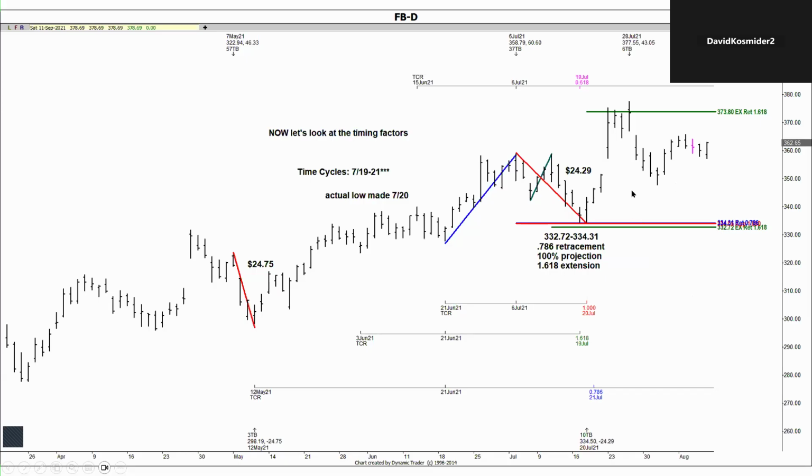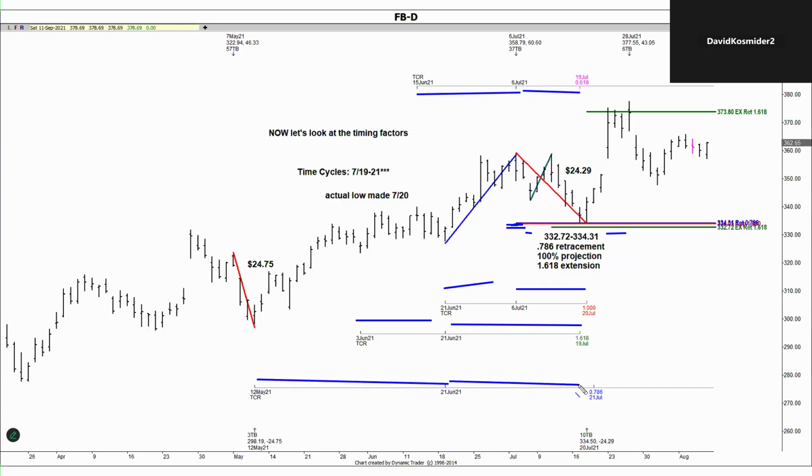As far as Facebook, this is an old example of a price cluster that I had, this 332, 334 area. But what I wanted to show you was on top of that, we also had timing. So I had a high to high cycle. 618 came in July 19th. Then I have a low to a high that comes in on the 20th. A low to a low comes in July 19th. And one more low to low that comes in July 21st. So timing was the 19th through the 21st as we traded straight down into support.